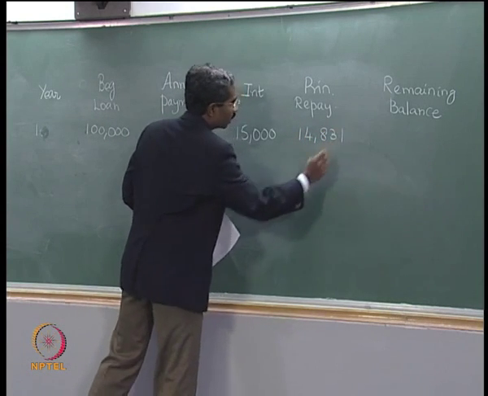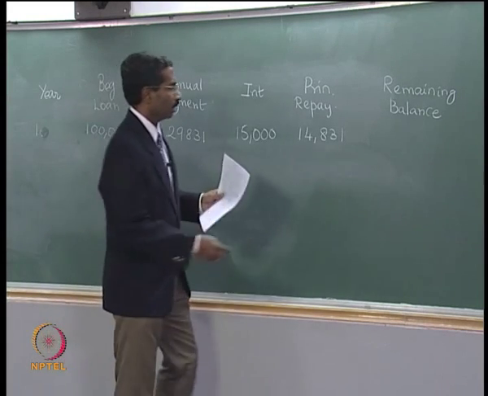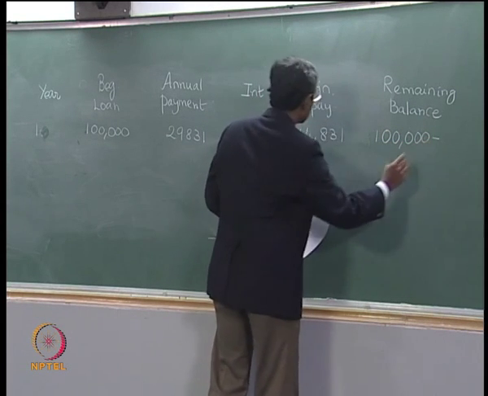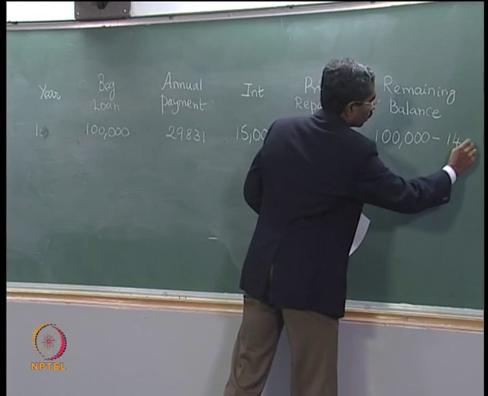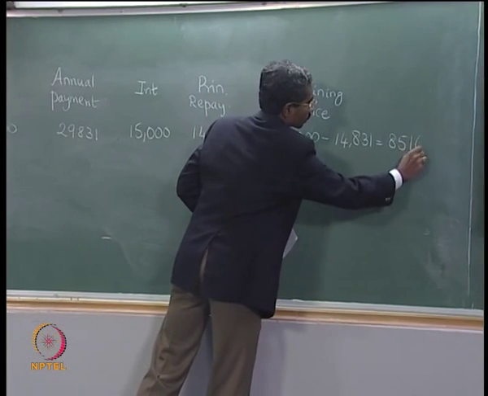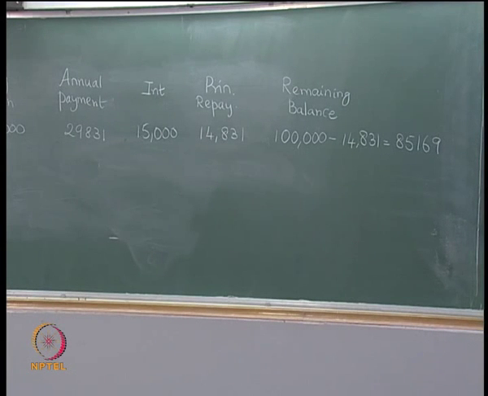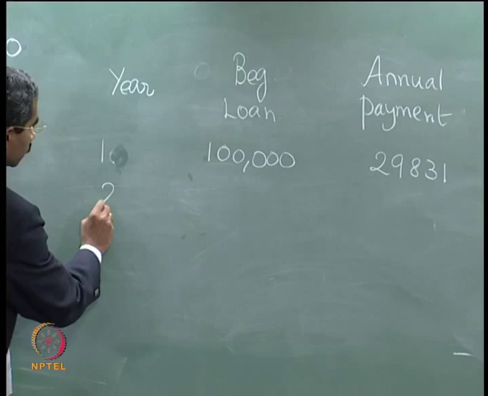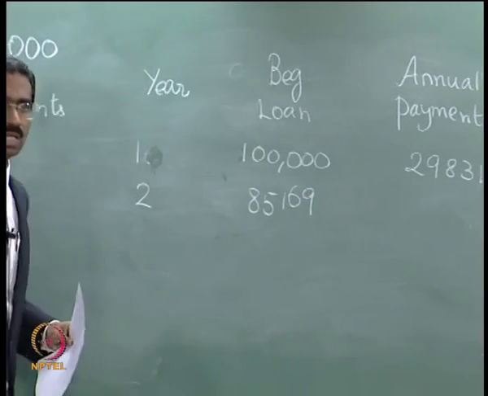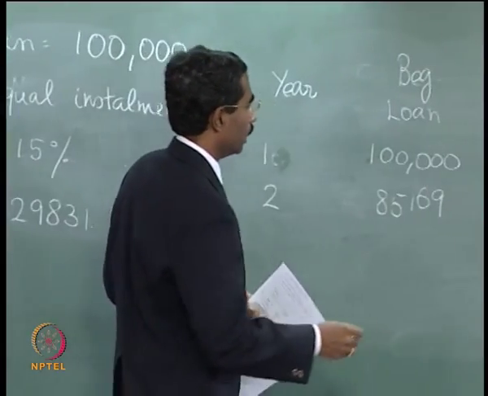So principal repayment is nothing but the difference between the annual payment and the interest due for the year, and the remaining balance will therefore be the opening balance of the loan, 100,000, minus the principal that we paid during the year, 14,831, and this equals 85,169. Now the remaining balance at the end of the first year becomes the opening balance for the second year, and then we continue the entire process like what we did for the first year.